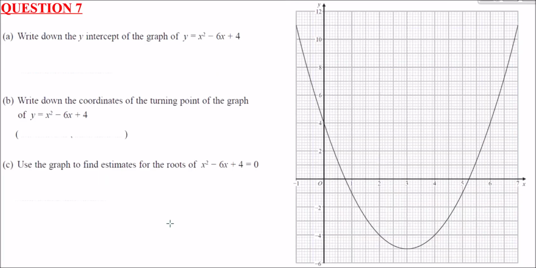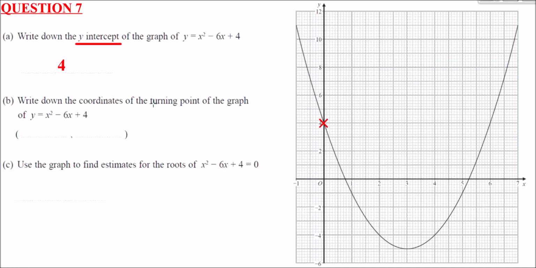Question 7, we have a quadratic graph. For part A, we have to write down the y-intercept of a graph of y equals x squared minus 6x plus 4, which is obviously what this graph actually is. So the y-intercept just means where we cross the y-axis. We can see here this graph crosses at 4, so therefore the y-axis intercept is just simply 4. If you put 4, 0 for the coordinate, that would have been accepted too.